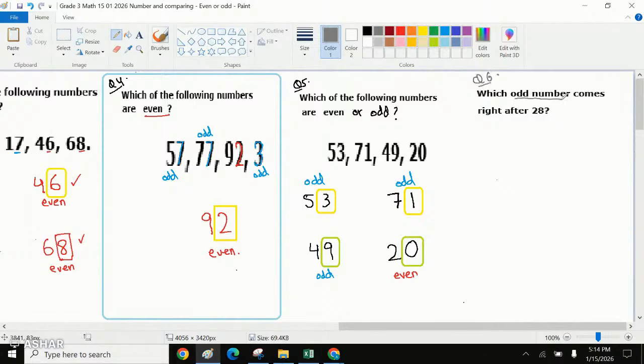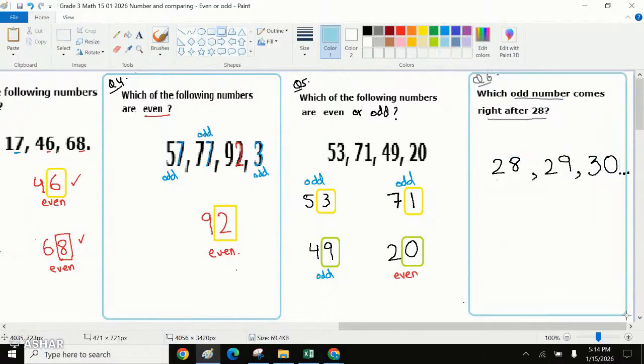For question number 6, what they are saying is, which odd number comes right after 28? So what we can do is write the number 28, then we have 29, and then after that we can have 30, and we put a continuation. The dots mean that the numbers can be continued, right? So the question they're asking us is, which odd number comes after 28? Can anyone help me out?